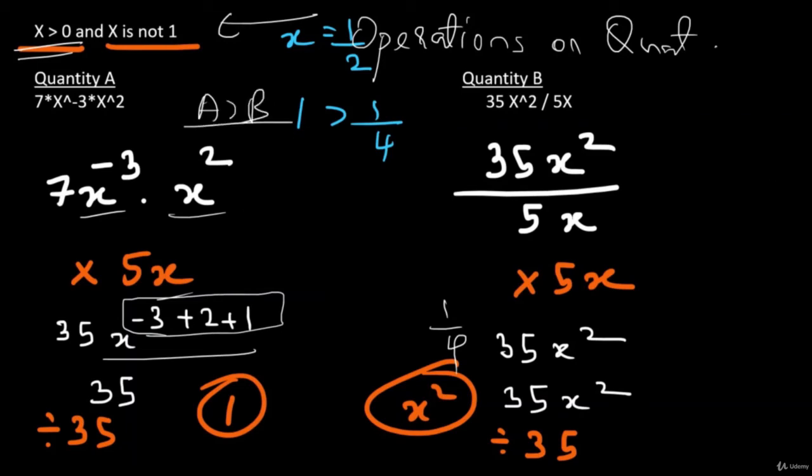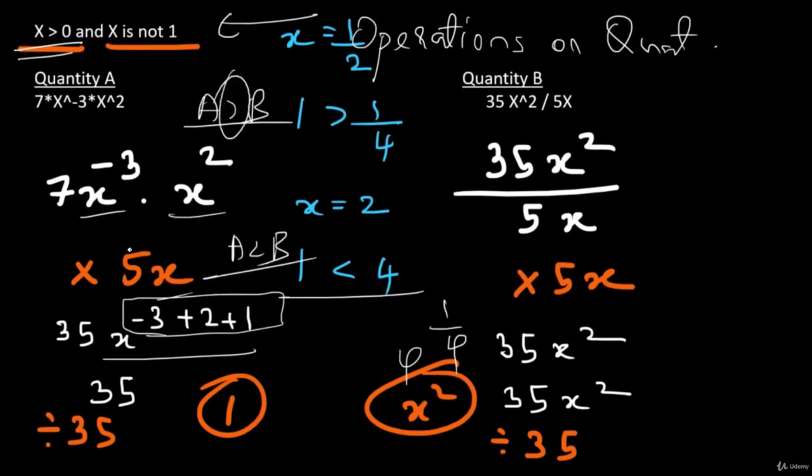If I take x as 2, in that case, x square will become 4, right? Therefore, 1 is less than 4. That is, A is less than B in this scenario. Therefore, sometimes I'm getting a relationship as greater than, and sometimes I'm getting a relationship as less than. Therefore, the correct answer to this question is option D.